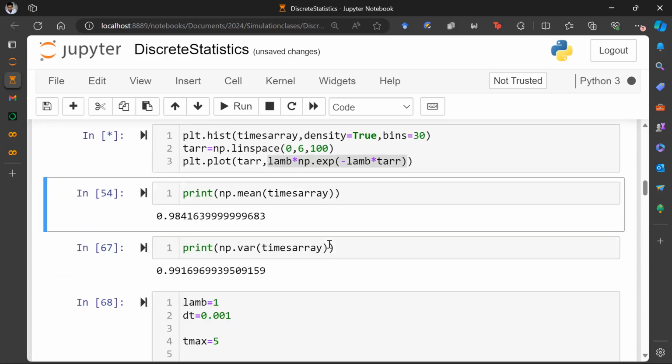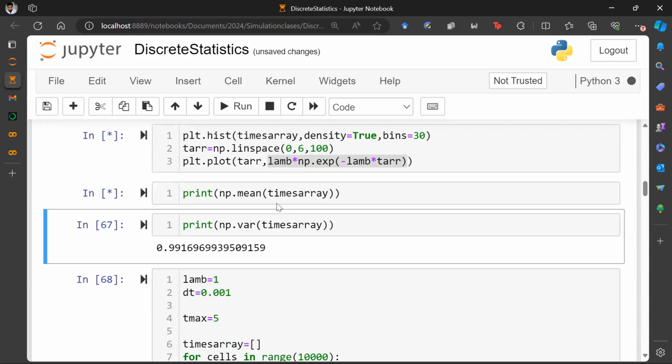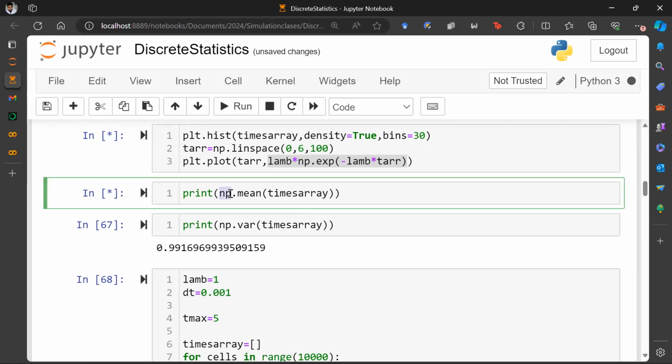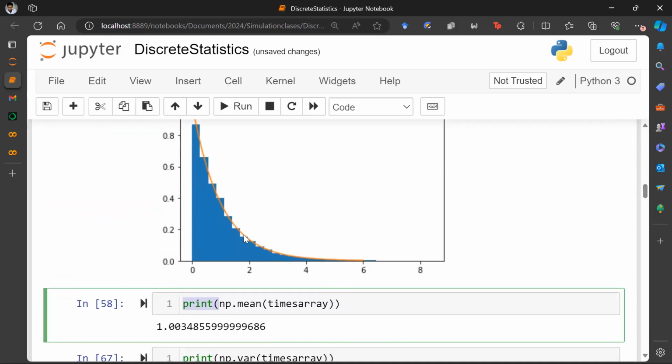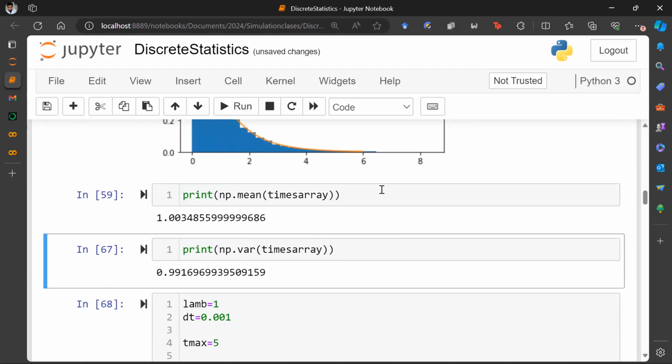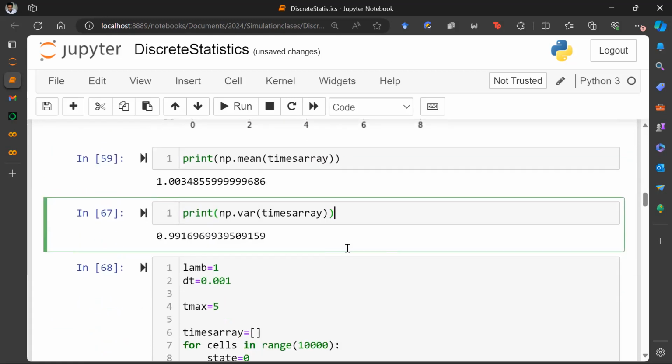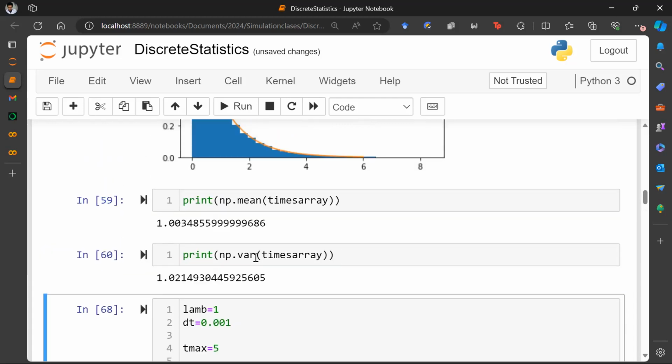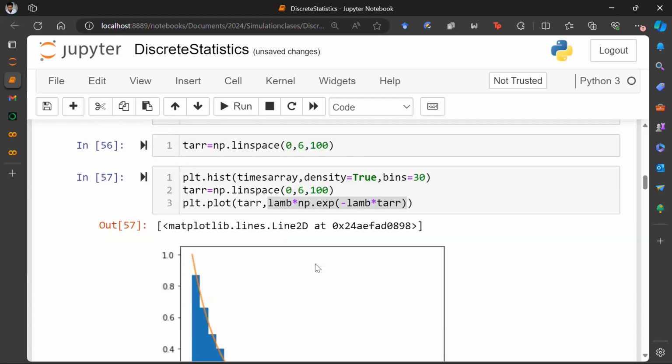But if I run it again, here I use the function from NumPy, and I take the mean of the times array and I print that function. And now the mean is closer, but this average, or empirical mean, is also a random variable, so it doesn't have to be exactly one. And when I print, the variance is also close to one.